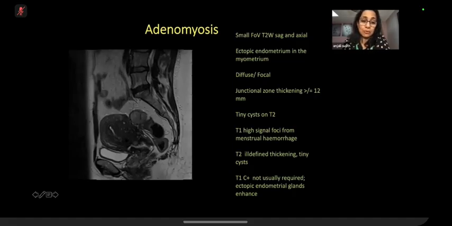It can sometimes be focal or diffuse, and on T1, sometimes because of the presence of menstrual bleed, you might see tiny hemorrhagic signal, which will be bright on T1 as well as T1 fat saturated images. We'll see more cases of adenomyosis when we cover endometriosis.